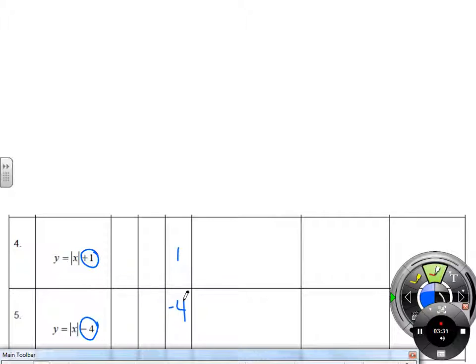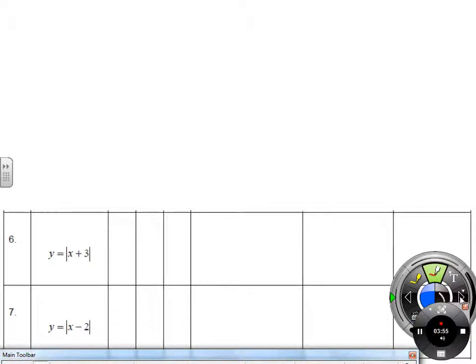So if you look at your transformation sheet, we had 2 types of transformations where we could add or subtract stuff inside the function or add or subtract stuff outside the function. This stuff is being added or subtracted outside the function, like after the absolute value is done, and it moved our graph up or down. So we have to kind of remember that.